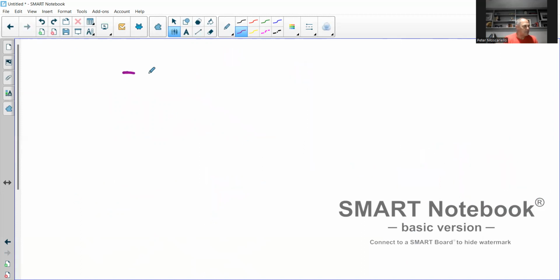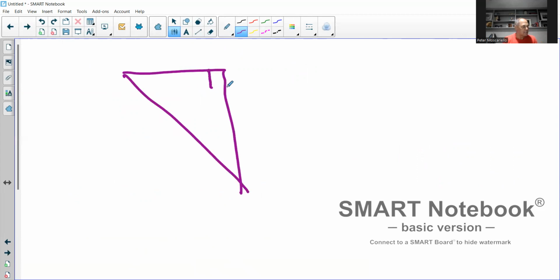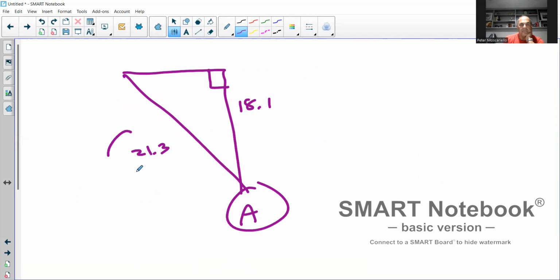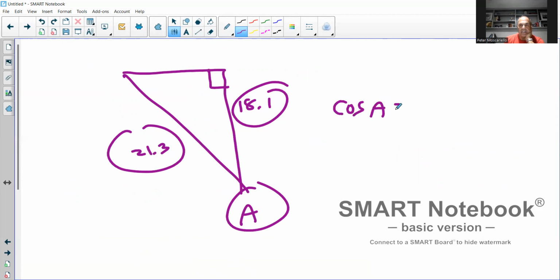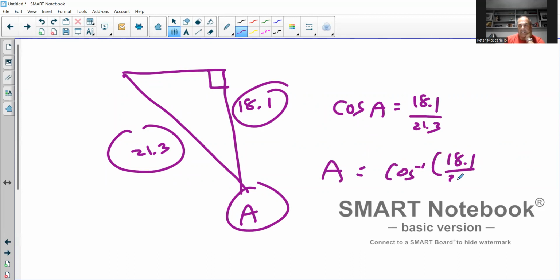All right, the number 30. 30 was solving for an angle, and when you solve for an angle is when you use inverse sine or cosine or tangent. 3-player game again. I've got adjacent, I've got hypotenuse, that's cosine. So cosine A is 18.1 over 21.3. So A is inverse cosine of that, and you just punch that in and you got it.